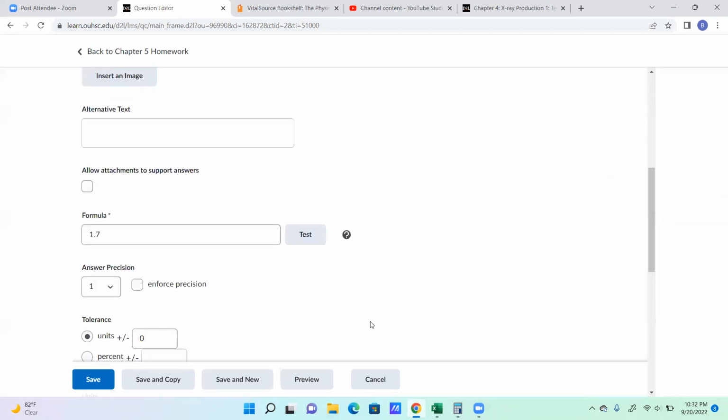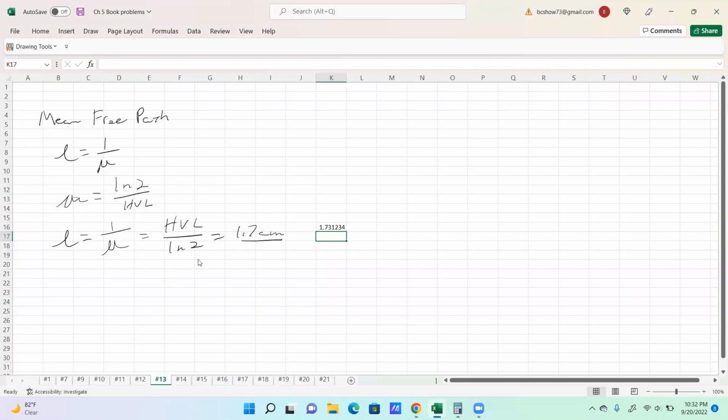So if you go through here, you'll find that what we're looking for is the mean free path. The mean free path, or L, is 1 over the linear attenuation coefficient, mu, which is equal to the natural log of 2 divided by the half-value layer. If you know all of that, you can splice it together and find that the mean free path is the half-value layer divided by the natural log of 2, or 1.7 cm.